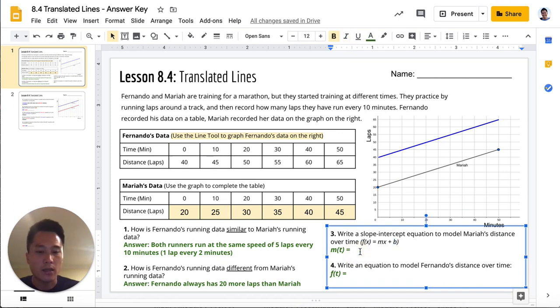So for Mariah, we know that her slope is 5 laps, because laps is y and x is time, so 5 laps every 10 minutes. You can also see that on the graph, it goes up 5 and across 10, right here. So the slope is 5/10.